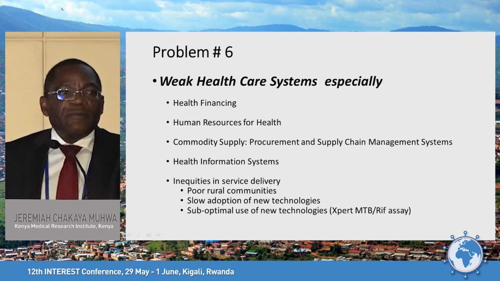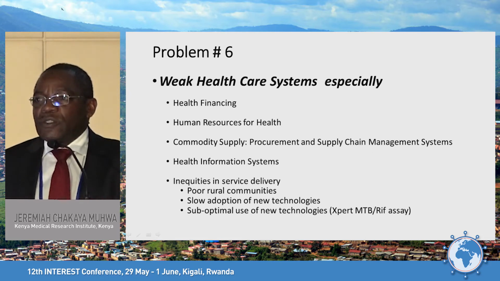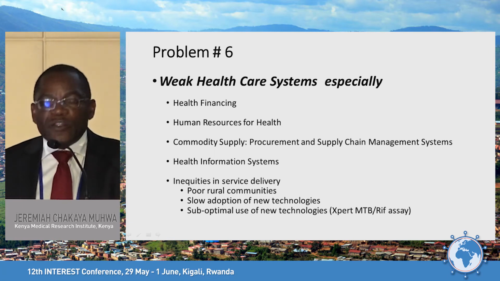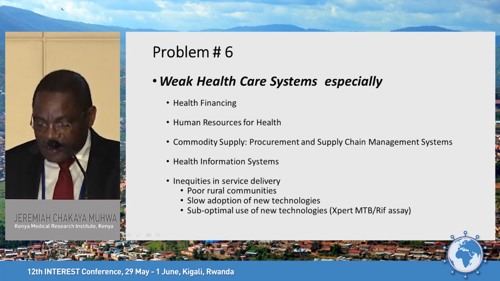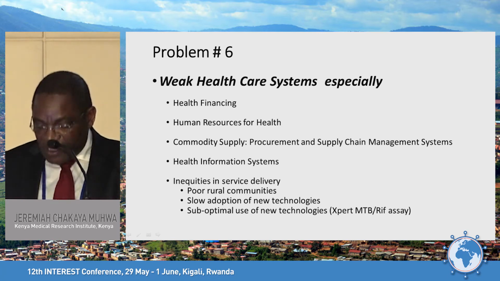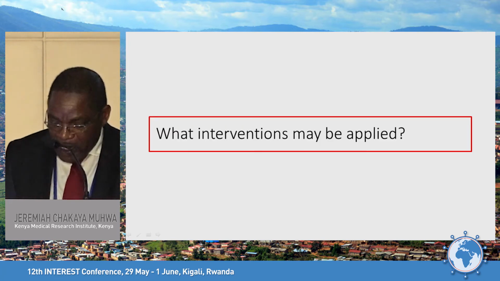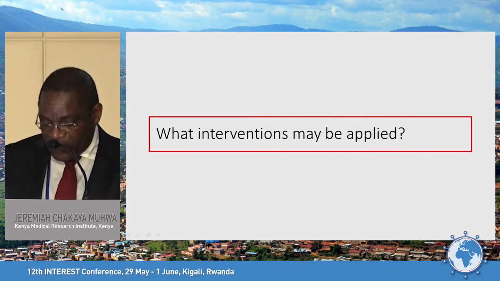We also have problems of weak healthcare systems that cannot deliver the services that we want them to deliver. Services are not integrated. Services are far from where people are. There are human resource for health problems. There are health financing problems and all sorts of things that are happening within healthcare systems, implying that we need to strengthen our healthcare systems. So what interventions may we apply to confront some of these problems that we are currently facing?